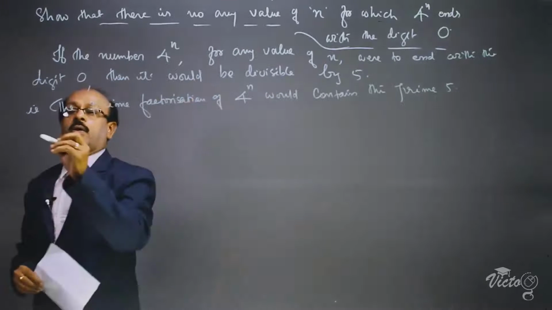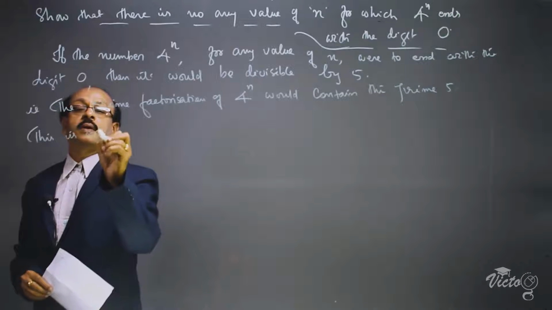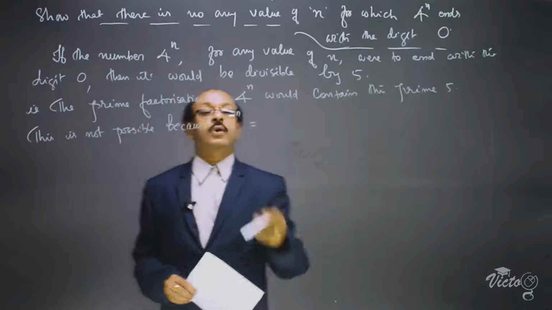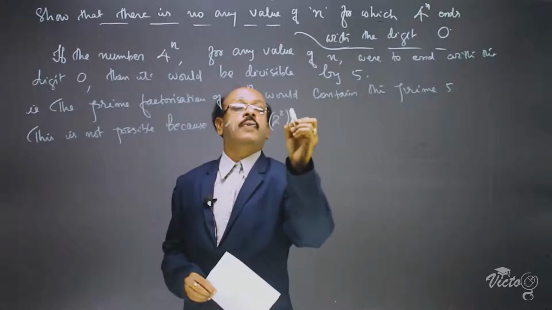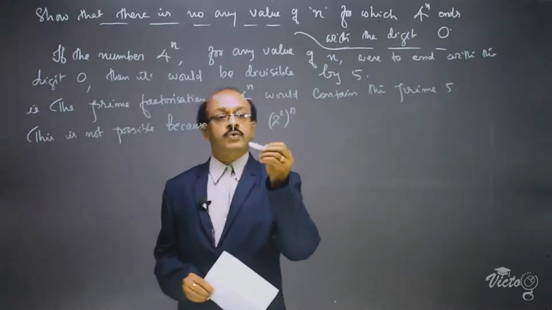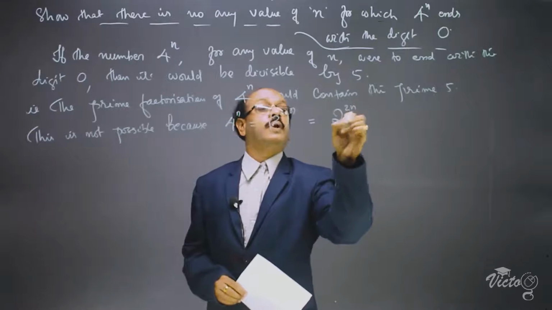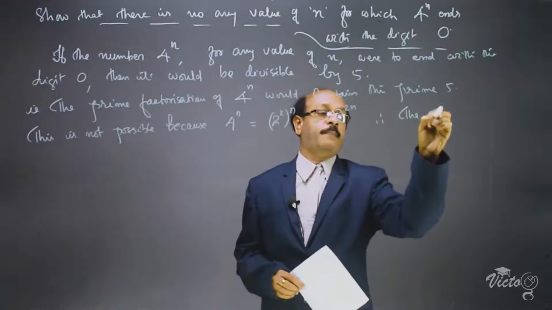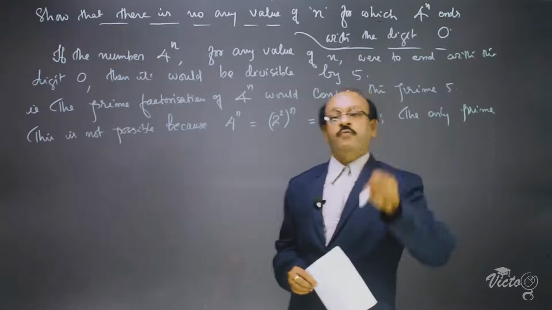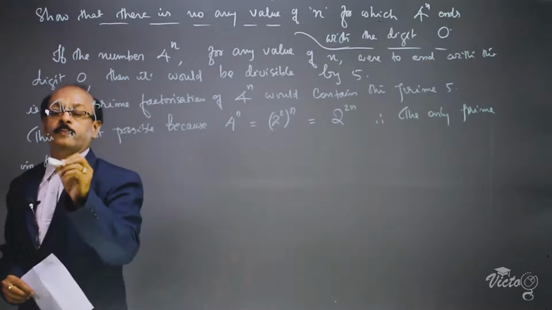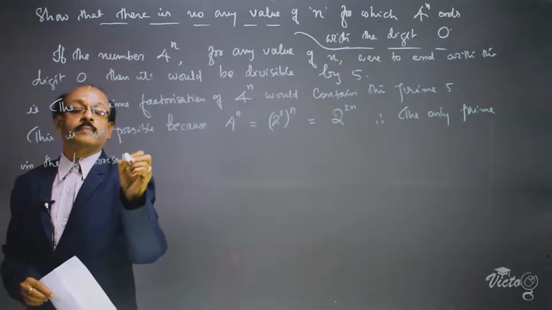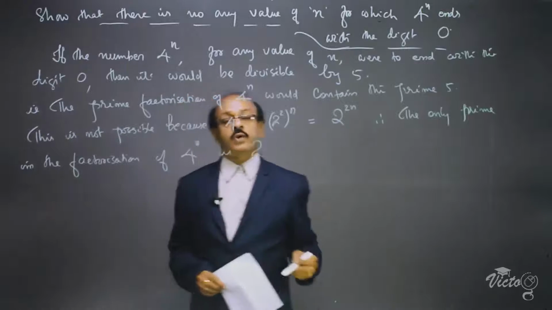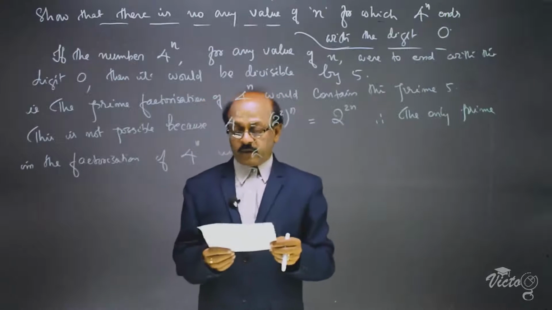This is not possible because 4 can be expressed as 2 raised to 2. Therefore, 4 raised to n is equal to 2 raised to 2, the whole raised to n, which is equal to 2 raised to 2n. So the only prime in the factorization of 4 raised to n is 2.